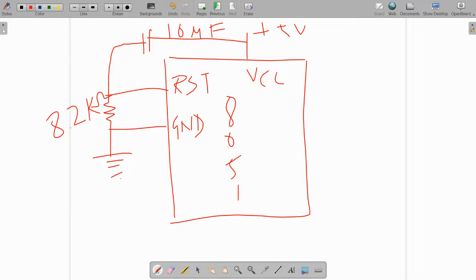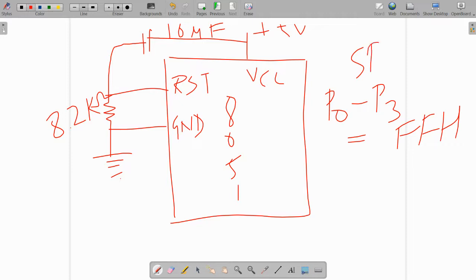Okay, then your ports, आपका P0 से लेके P3 will be reset to FFH. Okay, so these reset values you should be able to understand. जैसे stack pointer will be reset to 07H, वैसे आपका port जो रहता है P0 से लेके P3 will be reset to FF. So if ever I have to reset my 8051, this is the circuit which has to be connected externally. Now ये जो मैंने आपको value दी है 8.2, 10 microfarad, these are the values which will be always given by the vendor.